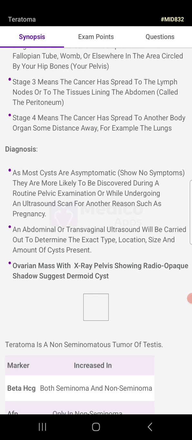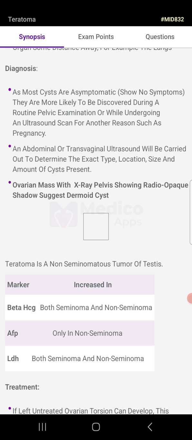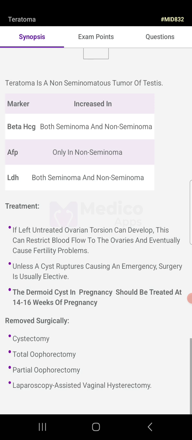Diagnosis. As most cysts are asymptomatic and show no symptoms, they are most likely to be discovered during a routine pelvic examination or while undergoing an ultrasound scan for another reason, such as pregnancy. An abdominal and transvaginal ultrasound will be carried out to determine the exact type, location, size, and amount of cyst present. An ovarian mass with an X-ray pelvis showing a radio-opaque shadow suggests a dermoid cyst.